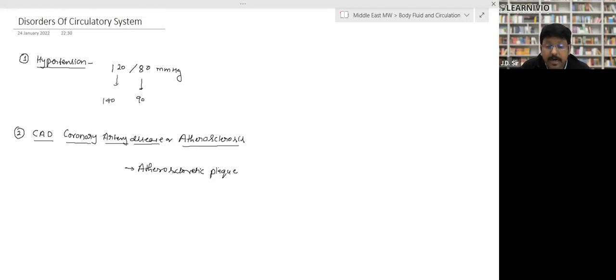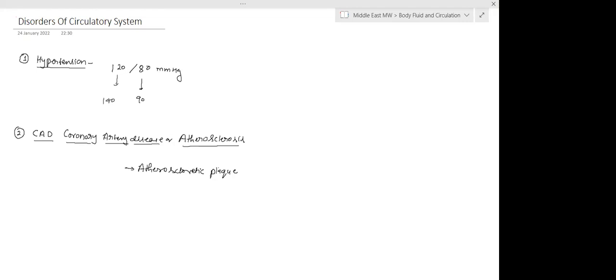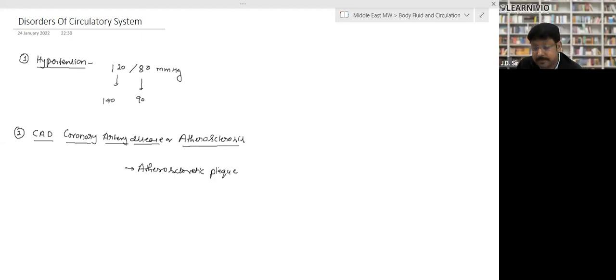It may also result in a heart attack. It may block artery completely. Full stop. It may result in heart attack or heart stroke.